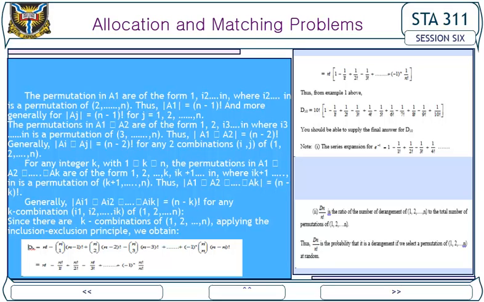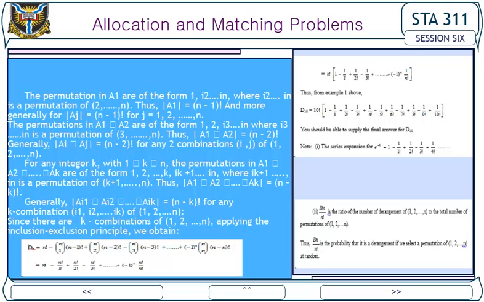Since there are n combination k combinations of 1 to n, applying the inclusion-exclusion principle, we obtain dn is equal to n! minus (n combination 1)(n − 1)!, plus (n combination 2)(n − 2)!, minus (n combination 3)(n − 3)!, plus ... plus (−1) raised to power n, (n combination n)(n − n)!. Thus from example 1 above, d10 is equal to, you should be able to supply the final answer for d10.